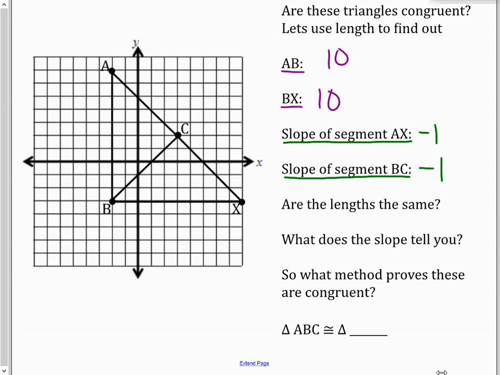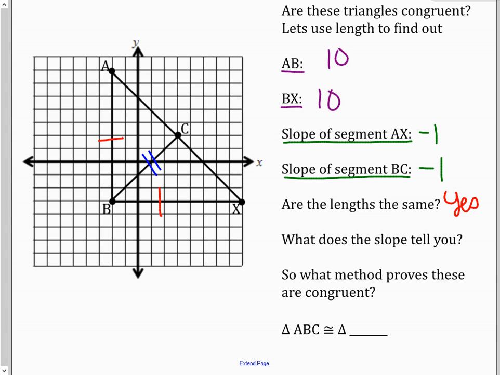So now we need to answer these questions. Are the lengths the same? Well, some of them are. Let's mark them. If I mark what is congruent, I know AB and BX are congruent. So I'm going to put a slash on AB, and a slash on BX. So yes, we've got some. Now, there's one other thing I should mark in my diagram, and that is segment BC is congruent to itself, because that segment will be in both of the triangles.